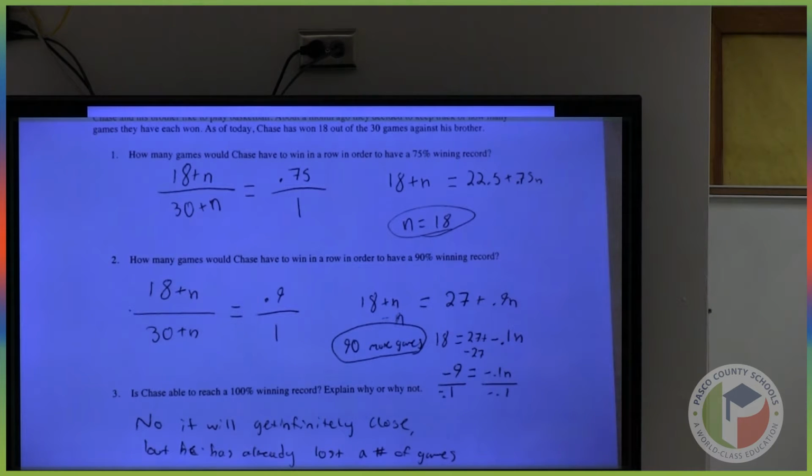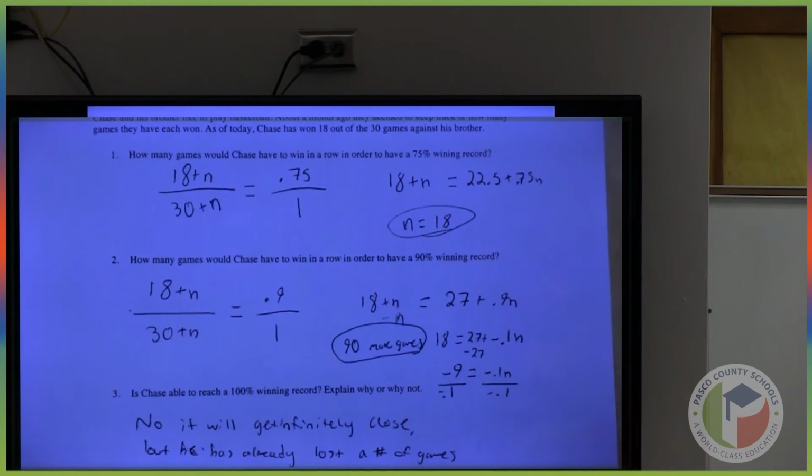And why did they add n on both the top and the bottom? Because every game you play, whether or not you win it, if you win a game, then you played the game, so you have to add it on the bottom. Like if it was 2 more games, it'd be 20 out of 32, right? So you have to add it to both. Okay. Good. Then what happened next? Emilio. Cross multiplied to solve algebraically.